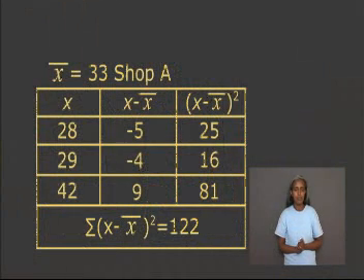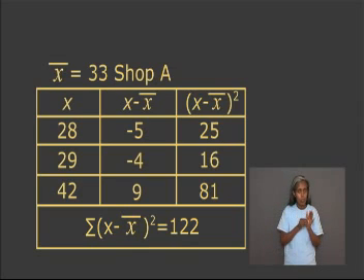Since each shop has the same average income, we will have to go further to find out which shop has the most consistent income. We will have to find the standard deviation. Let us look at shop A as an example. Please copy down this table.